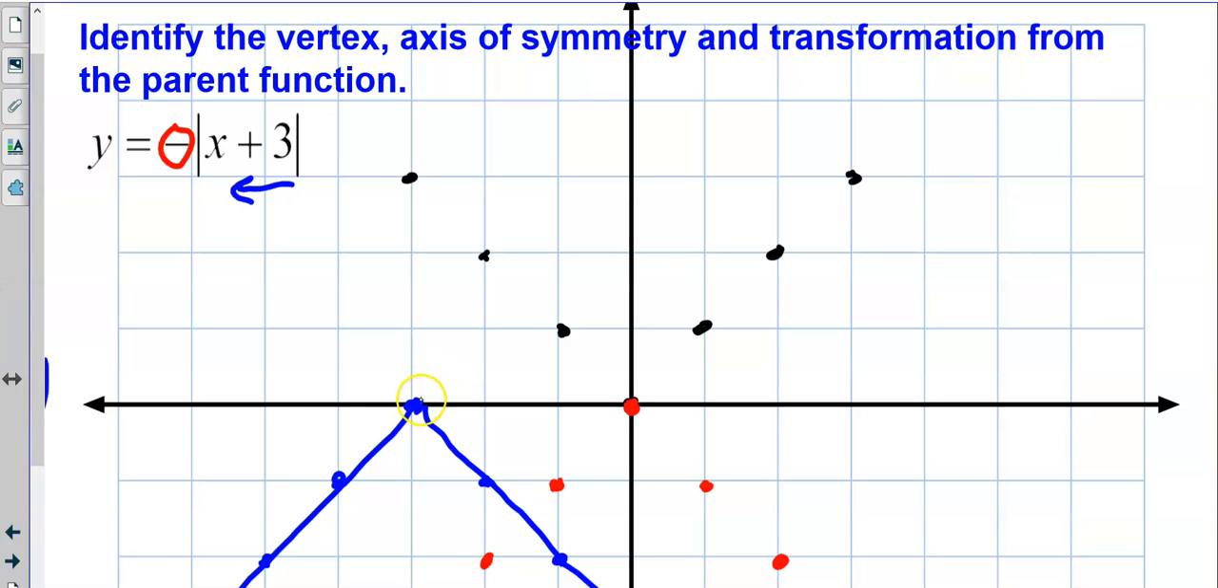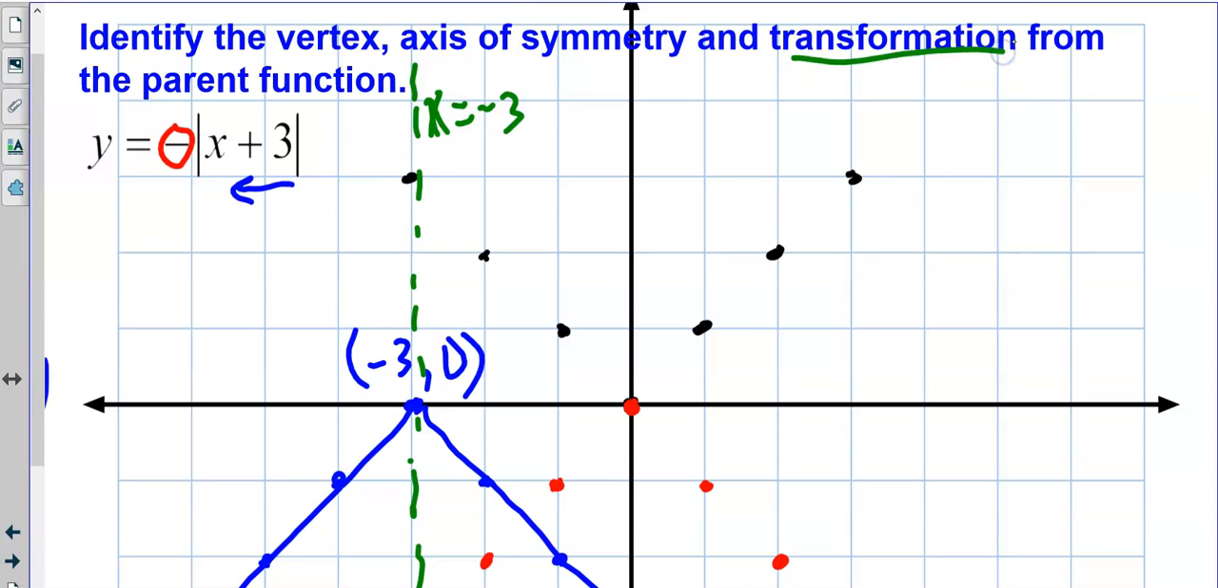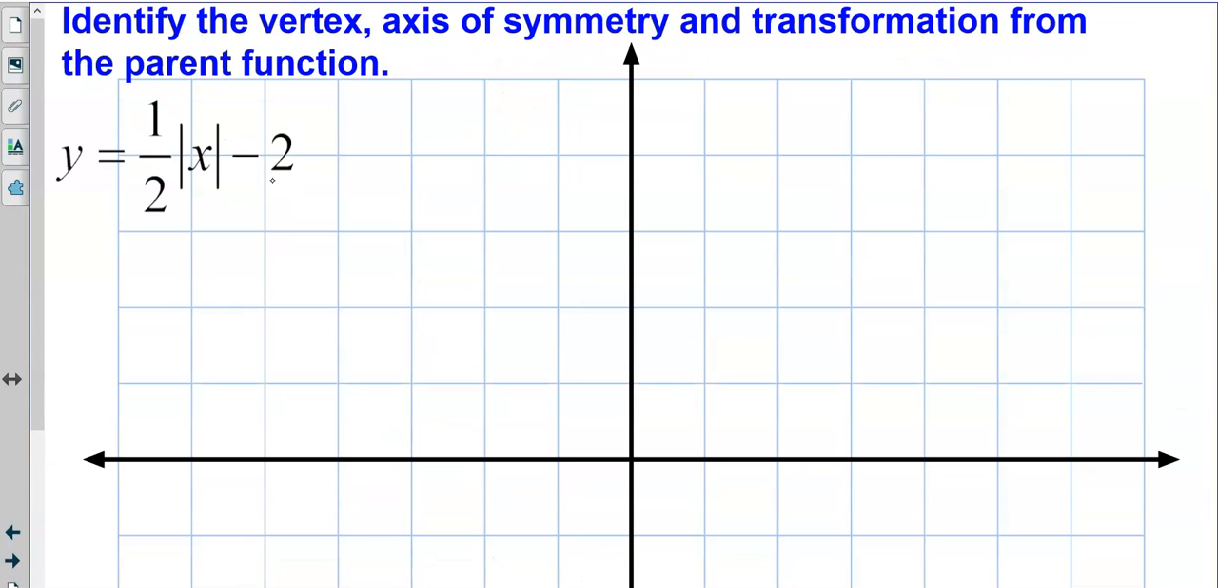So it says identify the vertex. The vertex is the point negative 3, 0. The axis of symmetry would be a dotted vertical line that goes through the vertex. That looks to be a vertical line, so x equals negative 3. We talked about that the other day. Describe the transformations. If I had to describe those in words, this one is reflection across the x-axis. And the plus 3, I would say it moves it to the left 3 units. So that's what the transformations are, meaning how it changes or transforms the graph.